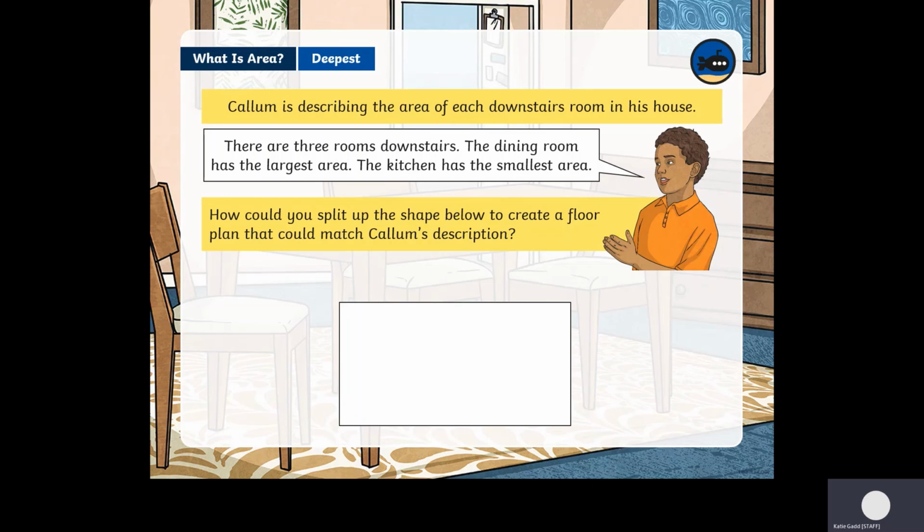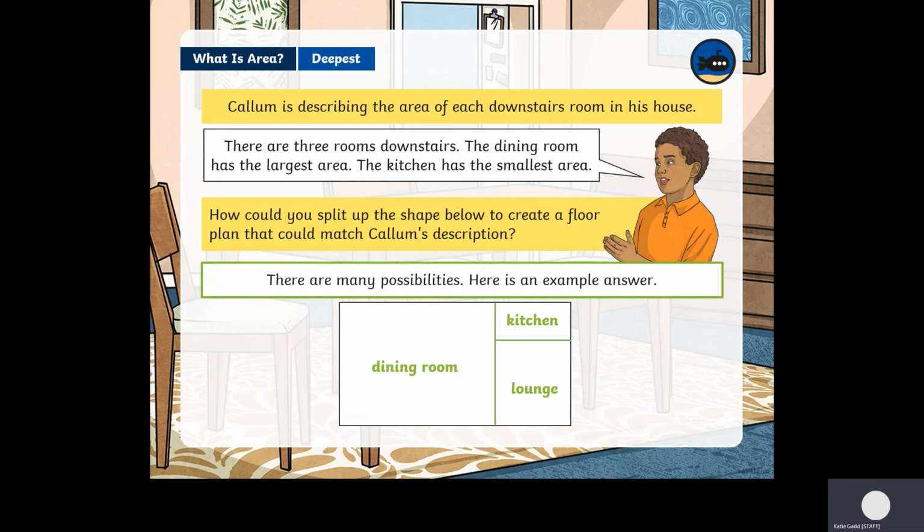Pause the video. You might even want to sketch it out in your books. Remember, we're drawing a shape, so we must use a ruler. Come back to me once you're done. Okay, let's have a look at an example together. So there are many possibilities, but here is an example. Here is the dining room. That certainly has got the largest area. Here is the smallest area, the kitchen, and then here is another room which has been labelled the lounge. So the lounge is bigger than the kitchen, but smaller than the dining room.